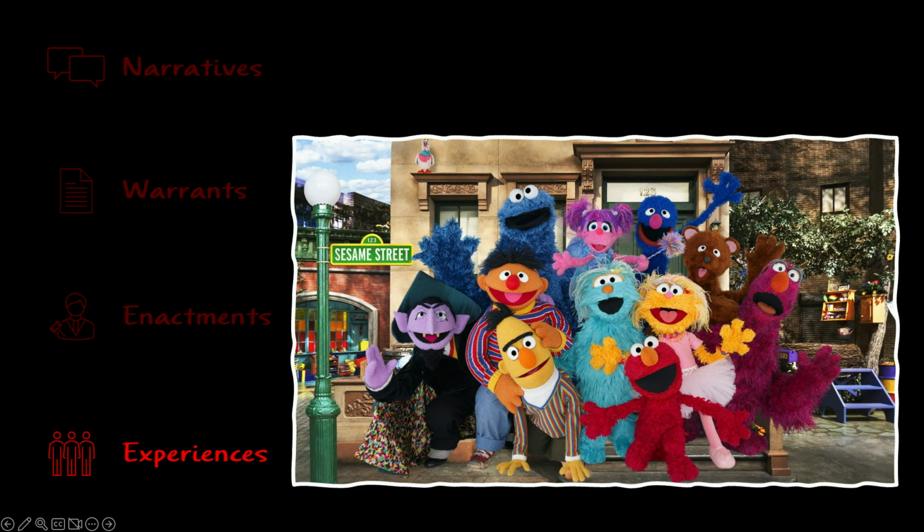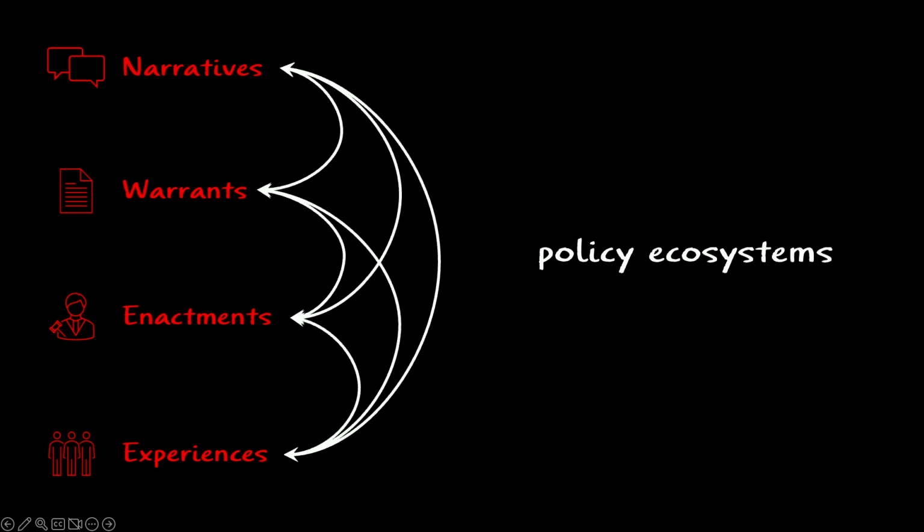So when I'm talking about policy, I'm talking about policy as the totality of all these things, and that's what a policy ecosystem essentially is. It's the interactions of all of this. It's how all of these pieces come together to produce that ecosystem for policy.